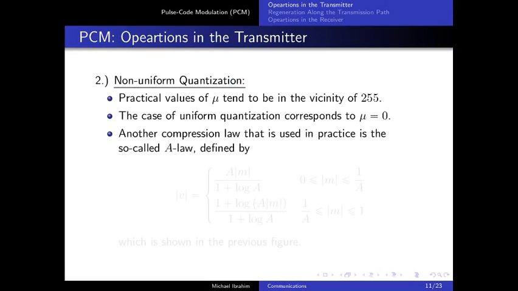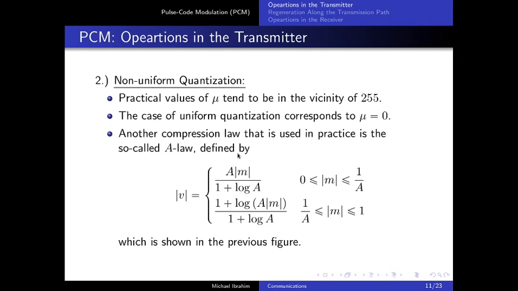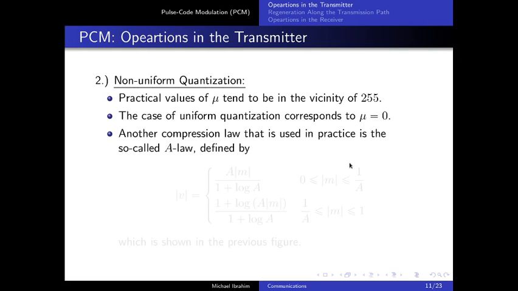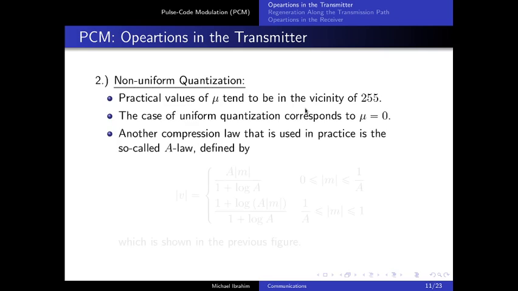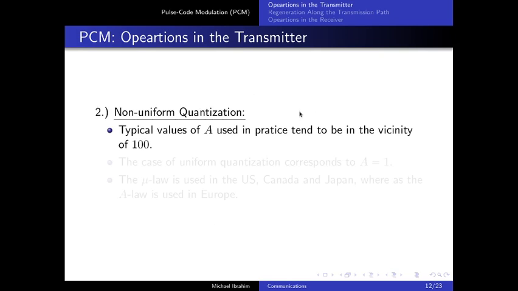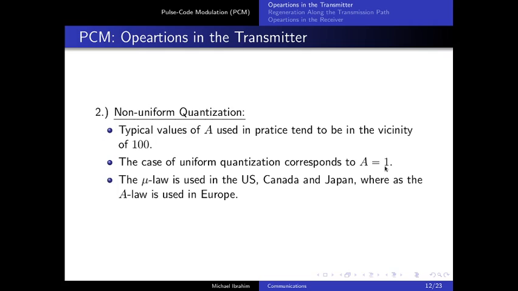Another compression law that's used is basically the A law. It's used in Europe. It has a different definition. I will not go through it. It looks like this for A equals 1, 2, up to 100. And in this case, a typical value of A would be in the vicinity of 100. And the case of a uniform quantization would correspond to the case where A is equal to 1. In the mu law, it's mu equal to 0. The mu law is mainly used in North America. It's basically used in the US, in Canada, and Japan, whereas the A law is used in Europe.